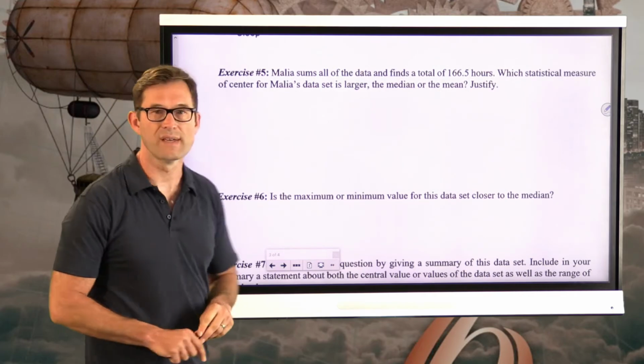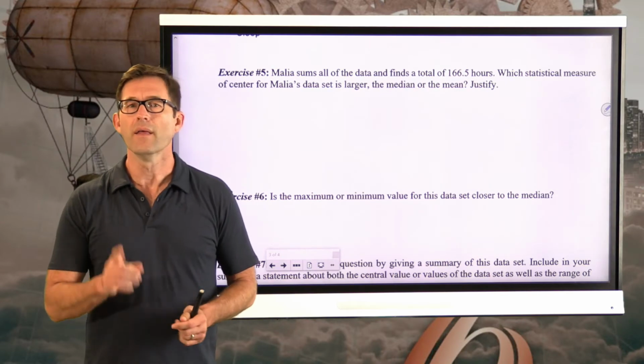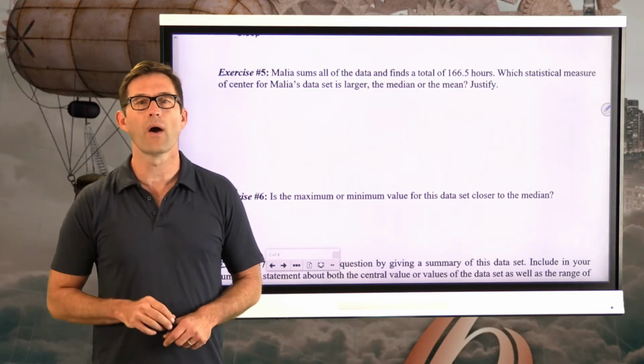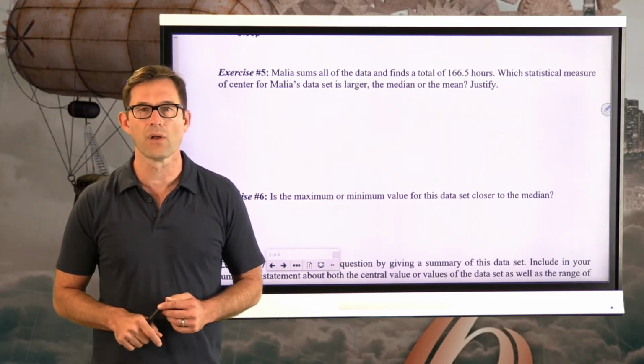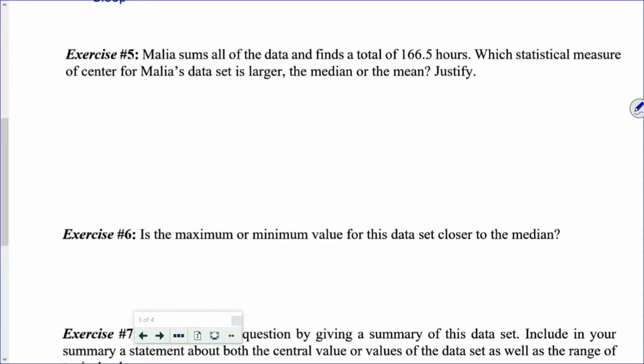Let's take a look at exercise number 5. Malia sums all of the data and finds a total of 166.5 hours. Which statistical measure of center for Malia's data set is larger, the median or the mean? Justify. All right, this may take you a little while, so pause the video now and see if you can figure out which of the two measures of center was larger, the mean or the median. Pause the video now.